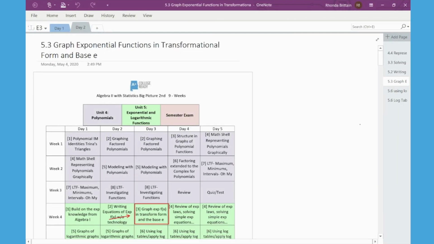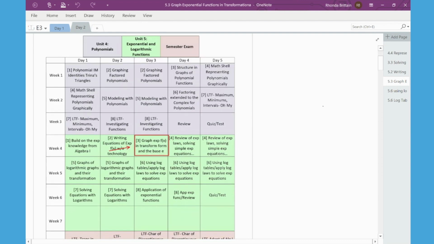In this video, we're going to be graphing exponential functions in transformational form and also exponential functions that have the base of e. So if we look at the Algebra 2 with Statistics big picture, this is covered in the second 9 weeks, and it is actually day 3 of Unit 5.